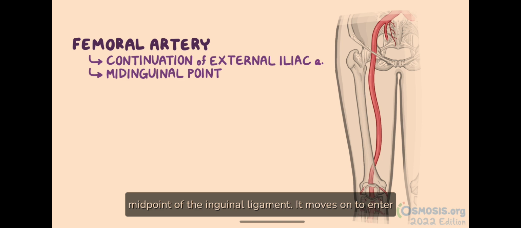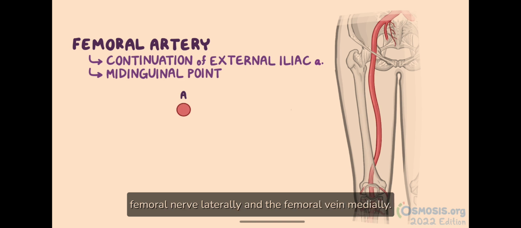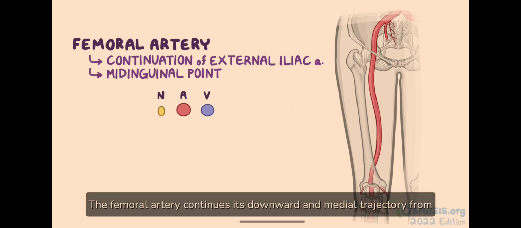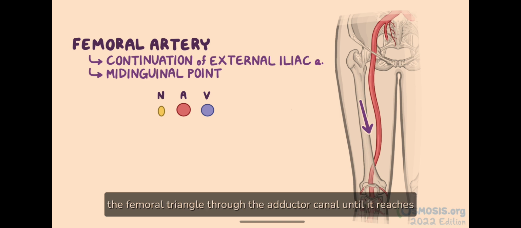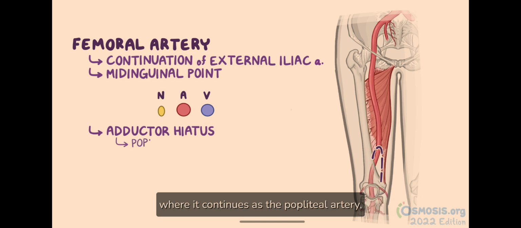It moves on to enter and bisect the femoral triangle, passing deep to the midpoint of the inguinal ligament, where it is situated between the femoral nerve laterally and the femoral vein medially. The femoral artery continues its downward and medial trajectory from the femoral triangle through the adductor canal until it reaches the adductor hiatus. Here, the artery enters the popliteal fossa, where it continues as the popliteal artery.